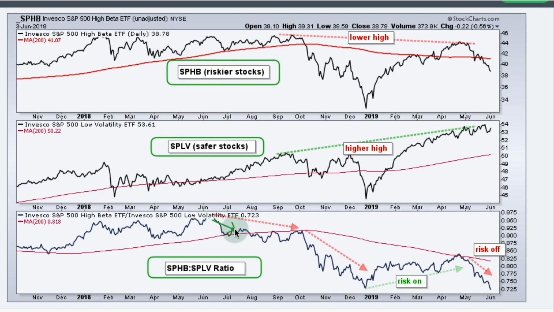High beta was underperforming low volatility from June until September, stalled a little bit, and then from October to December, we had some serious underperformance in the riskier end of the market. High beta was underperforming, low volatility was outperforming. We got some risk on from December all the way until April, but then May, everything fell apart as we went to risk off. And you can see high beta, that ratio is hitting a new low, and that shows you that the risk appetite within the stock market is not strong at all. And this is negative, and it means risk basically is a four-letter word.